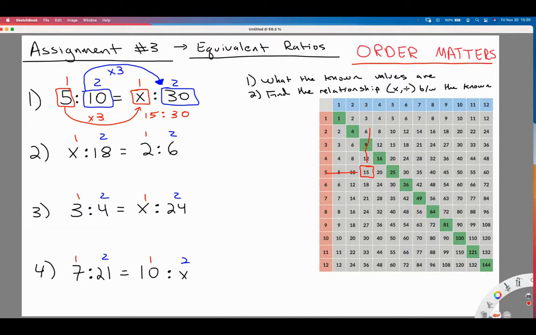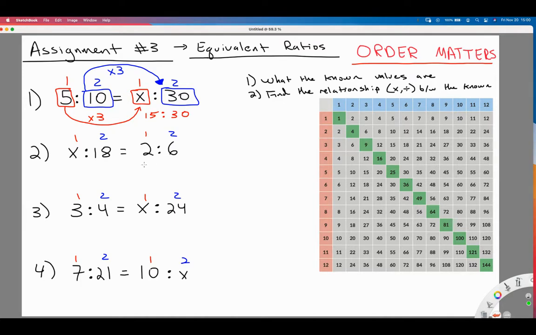All right, so let's just erase the multiplication chart. Let's kind of clean this up a little bit. I guess we can go on the bottom here. We don't have to clean it up. And let's try out number 2. All right, so in number 2, we have x to 18 is equivalent to 2 to 6.